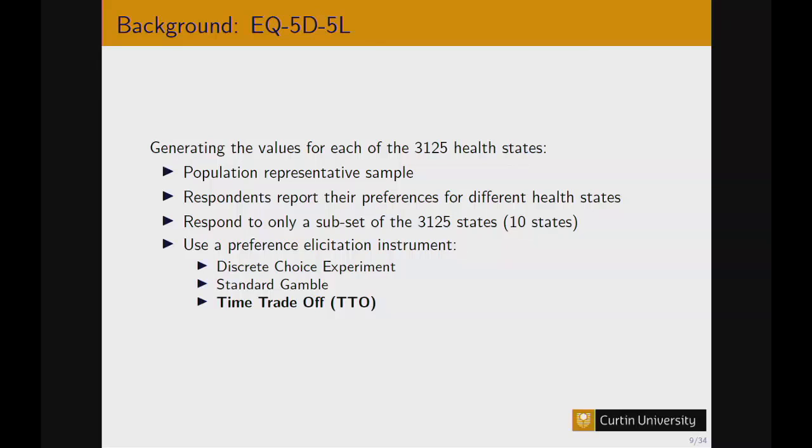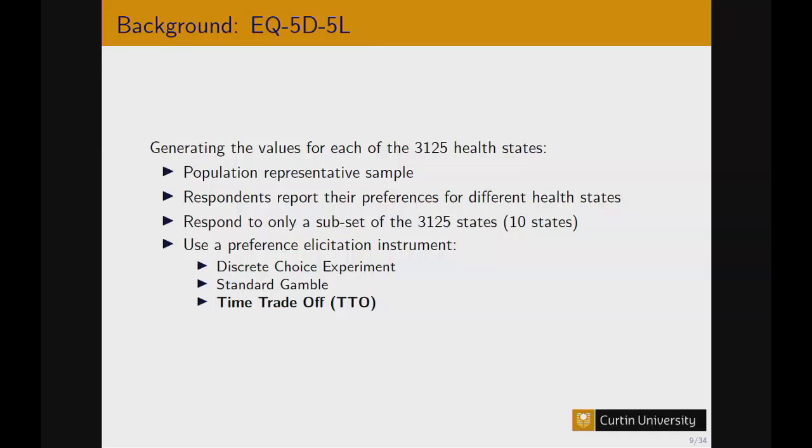So what we're usually going to do is draw a population representative sample, where we're going to ask a sample of people to report preferences for a subset of those health states. I'm not going to ask you for 3,125 reports, obviously, but I might ask you to value 10 health states, which is standard with the EQ-5D. So the way we're going to gather your preferences is to use some kind of a preference elicitation instrument.